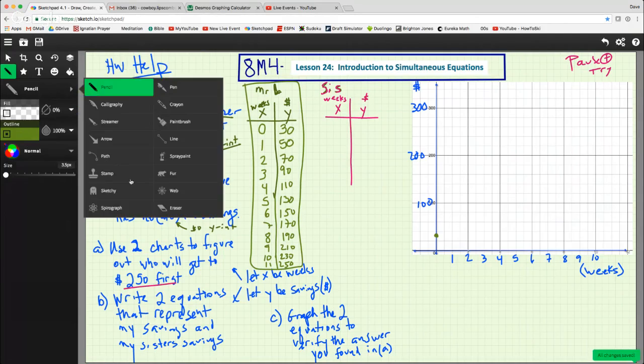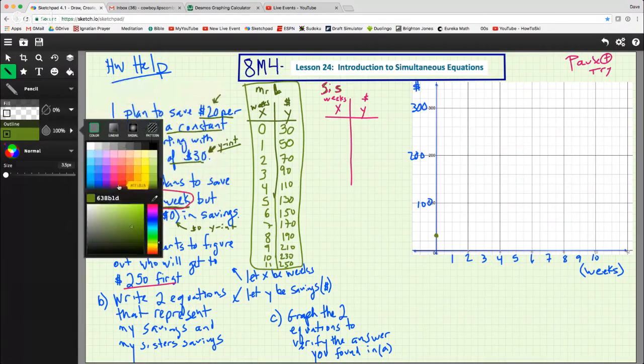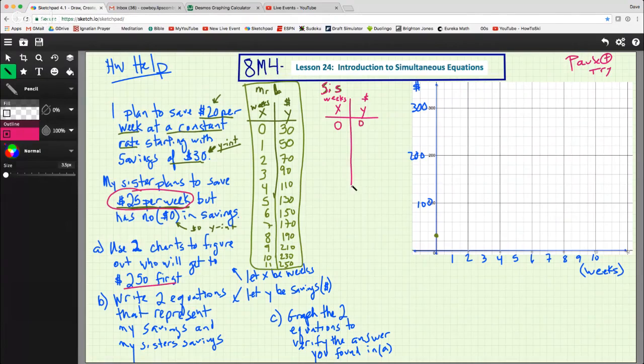Okay. Now my sister, let's see, after 0, she has 0. But after 1, 2, 3, 4, she has 25 because she's saving faster, right? Because her slope, for those of you who figured it out, is her rate. Her slope is steeper because she is a better saver, or she works harder, or she has a better job. I don't know.